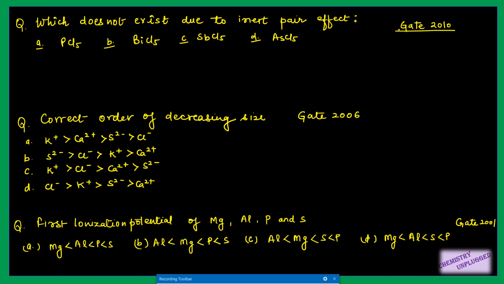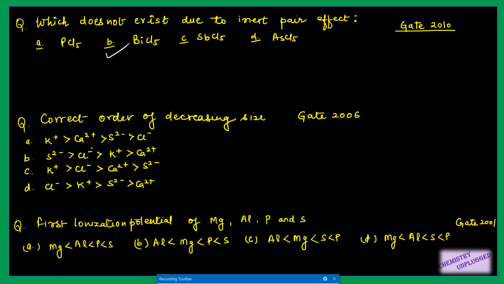First we will take a question from GATE 2010: which does not exist due to inert pair effect. So we know that inert pair effect means for p group elements, the heavier elements will not show higher oxidation state. So these all belong to the nitrogen family, and out of all these, bismuth is the heaviest. So it cannot form BiCl5, right? So the correct option will be BiCl5. It will not show oxidation state plus 5. It will show plus 3. It will form BiCl3.